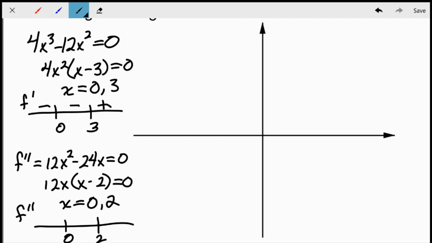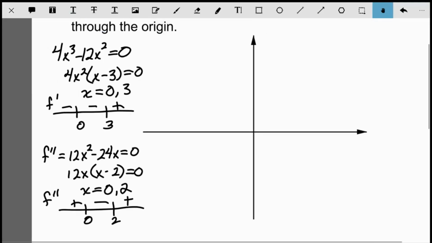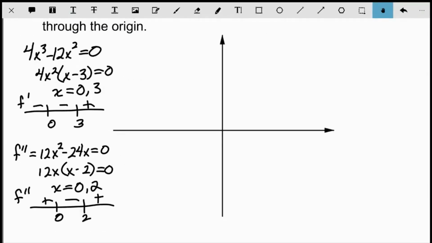And now when I go through here, I can see that if I'm less than 0, I'm concave up. In between 0 and 2, I'm concave down. And then greater than 2, I'm concave up. Okay, so all of that information now we're going to piece together to create this graph.